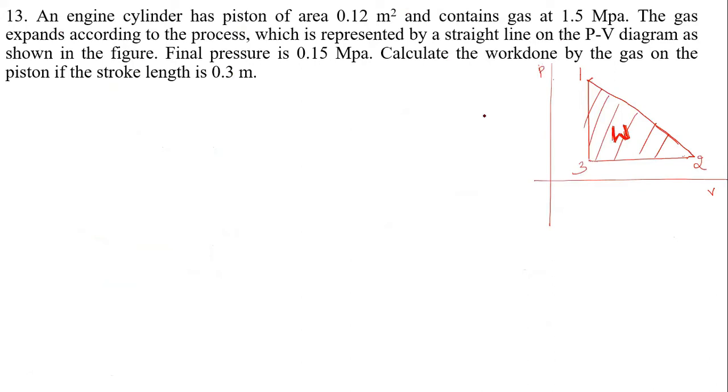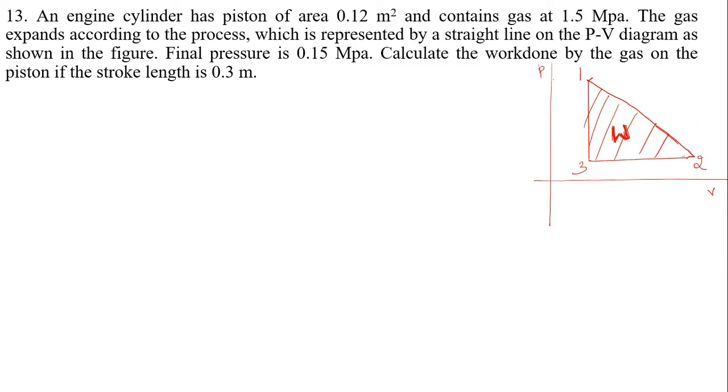Next problem, same type, it's a cycle. An engine cylinder has a piston area of 0.12 meter square and contains gas at 1.5 megapascal. The gas expands according to the process, which is represented by a straight line on the PV diagram. And you can see that PV diagram in the figure.